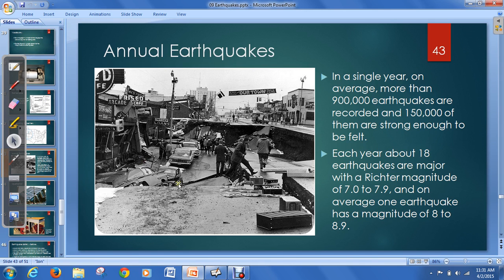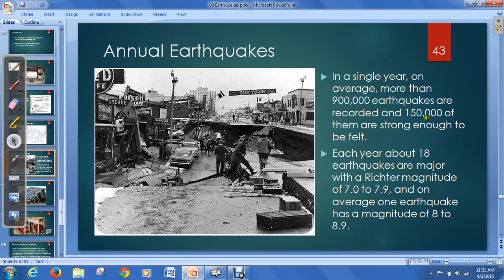So let's look at how many earthquakes we actually see in a year, okay? It might be surprising to hear this, but in a single year, more than 900,000 earthquakes are recorded. That's a lot. If you do the math, maybe it's 3,000 every day. It's about 3,000 every day. So it's quite crazy to think about how many earthquakes are happening.